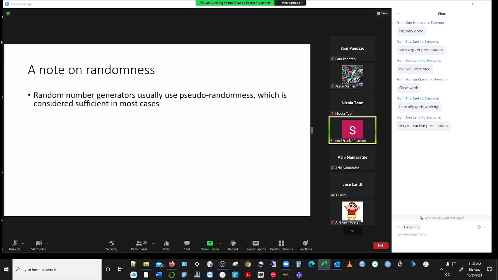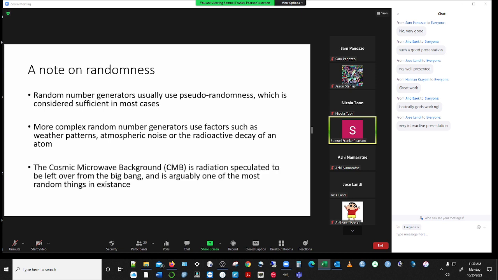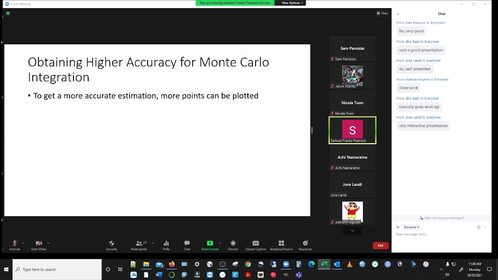Random number generators usually use pseudo-randomness, which is generally considered to be sufficient. However, many large-scale random number generators use external events such as weather patterns, atmospheric noise, or the radioactive decay of an atom. Some random number generators even use data from the cosmic microwave background, which is radiation speculated to be left over from the Big Bang, and is considered one of the most random things in existence.